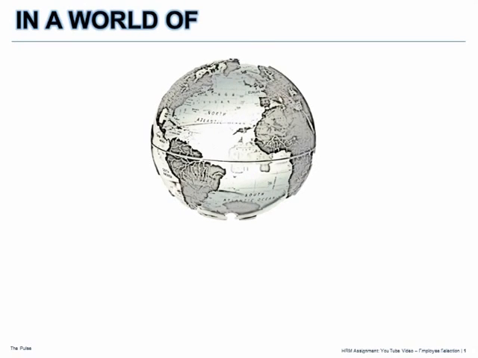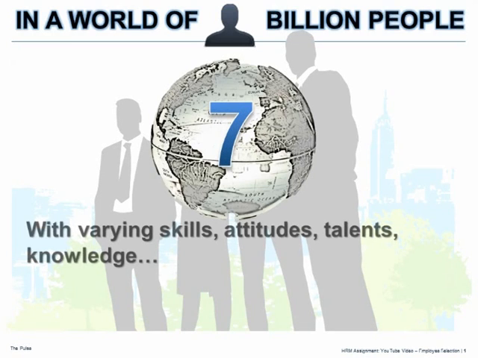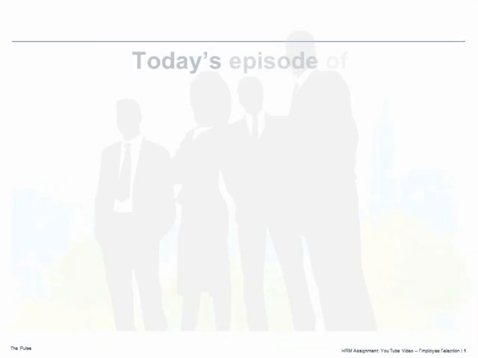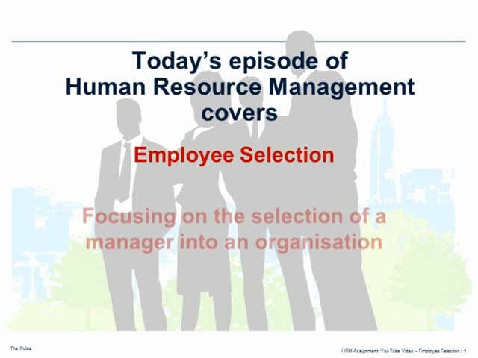In a world that is characterized by permanent volatility, there is an increasing demand for exceptional talent. But out of these 7 billion people, who is right for your organization? This episode of Human Resource Management covers employee selection, specifically focusing on managerial selection.